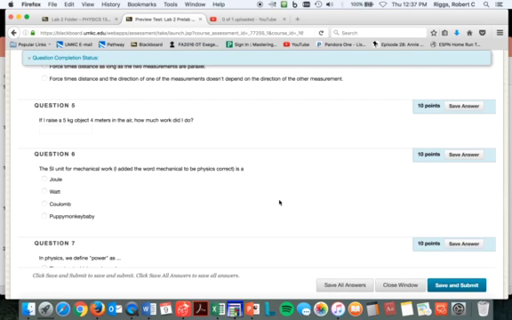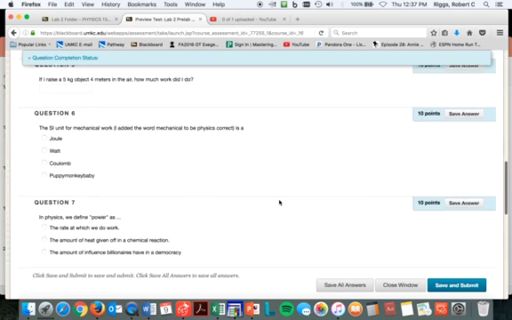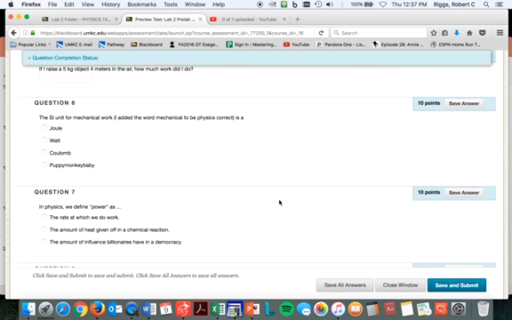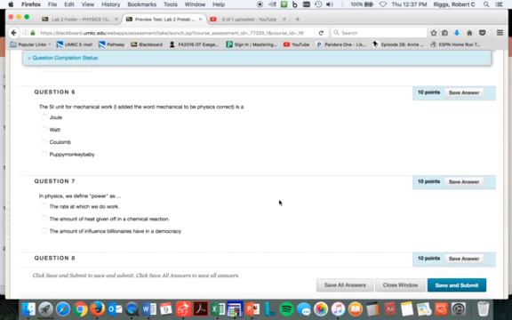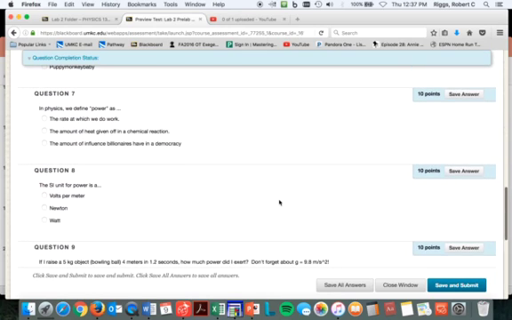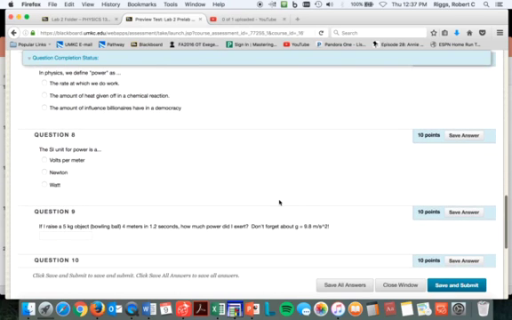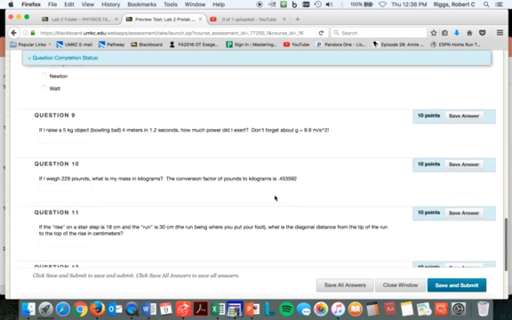Okay. All right. In physics, we define power as. Okay. I made this up 2 years ago, and now it's there. Here it is. All right. Anyway, the SI unit for power is. Okay, if I raise it, how much power did I do?